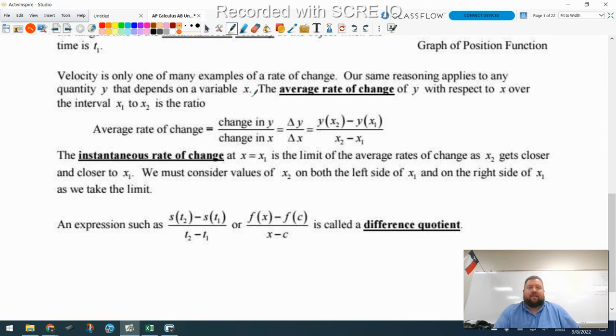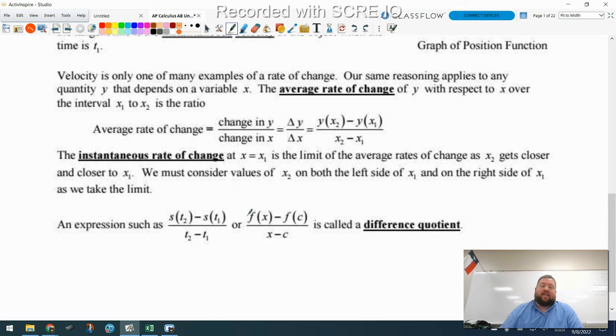Instead of velocity, let's just call our function y. We do the change in y over the change in x, and we just say that's the average rate of change. If I want the instantaneous rate of change at x equals x1, then I would just move the x2 closer and closer and closer to x1 until you're so close that the distance between them is basically zero.